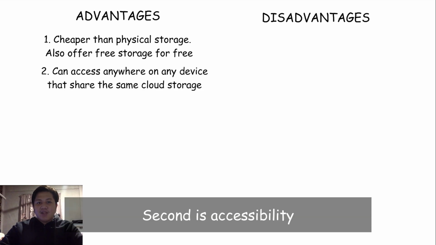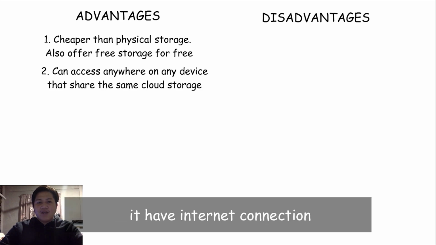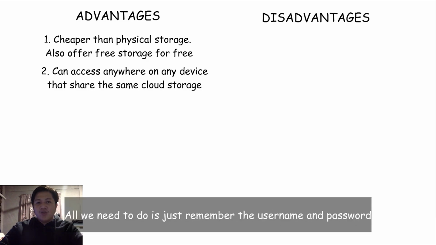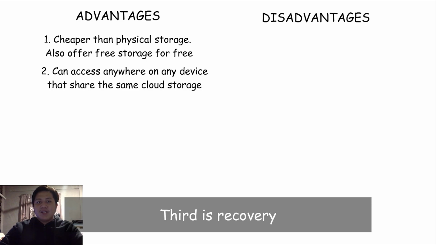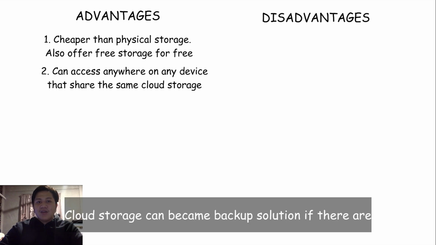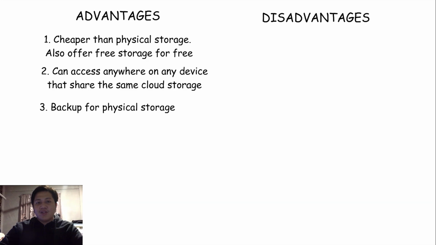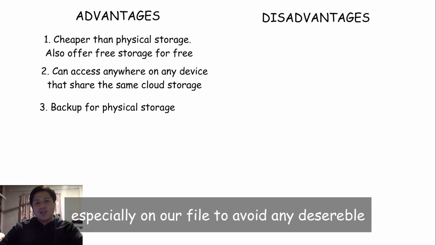Second is accessibility. We can access our files anywhere on any device as long as it has an internet connection. We don't have to bring it like physical storage. All we need to do is just remember the username and password to have access anywhere and anytime. Third is recovery. Cloud storage can become a backup solution if there is any failure or malfunction on your physical storage. It is important for us to have a backup on cloud storage, especially for our work files, to avoid any undesirable outcome.